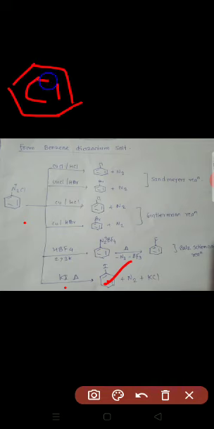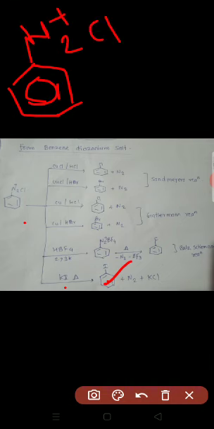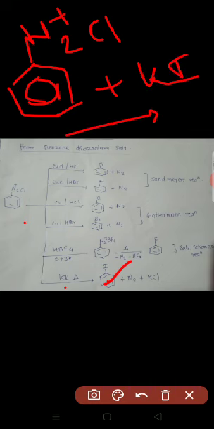We also get iodobenzene when we add KI into benzene diazonium salt. Then we get iodobenzene. See here, and KCl is a byproduct.